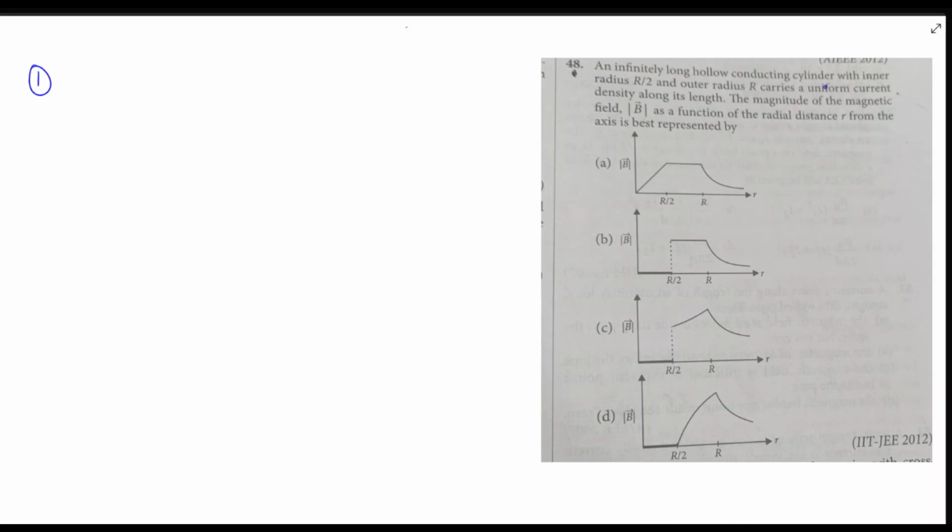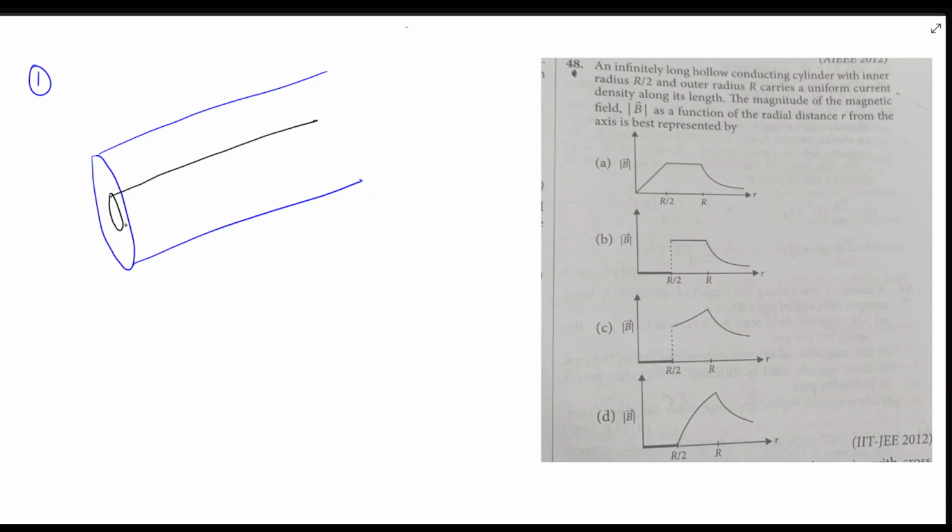In this question, there is an infinite hollow conducting cylinder with inner radius this and outer radius this. So we have a cylinder like this, and there is this internal radius. Now look, current is in this region. Because it's hollow, the current will be only in this region.